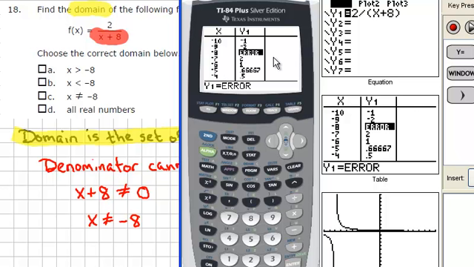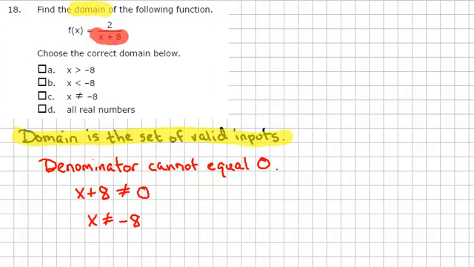So the domain of our function is the set of all the x values such that x does not equal negative 8. So we can go back to our exercise and select the correct domain. The domain is the set of all the x values such that x does not equal negative 8. So C is our correct answer. x does not equal negative 8.